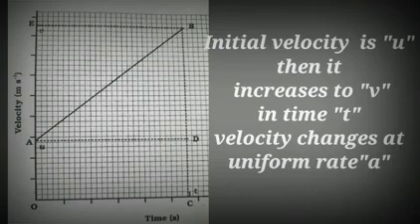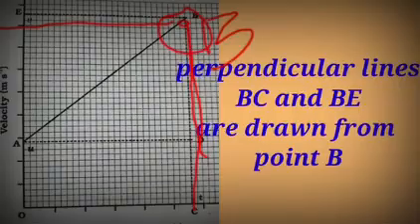The object takes the time t to reach the point B. So the time is marked as t. Here the velocity is getting changed with uniform rate. So if the velocity changes, that means that is acceleration. It is denoted by the letter small a. B.